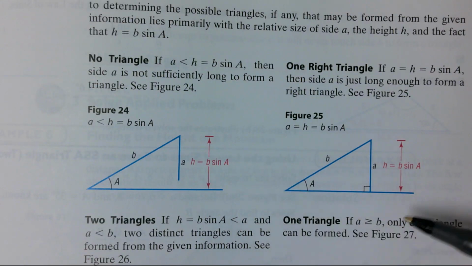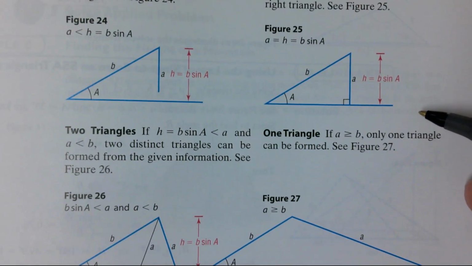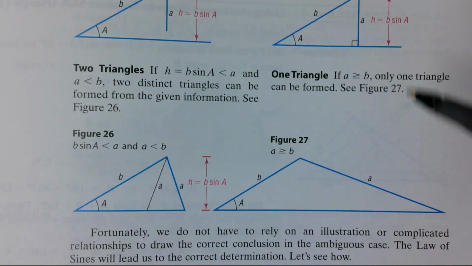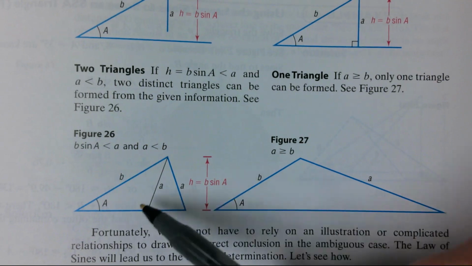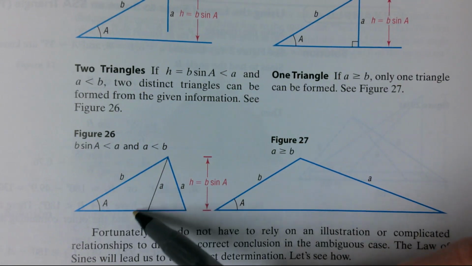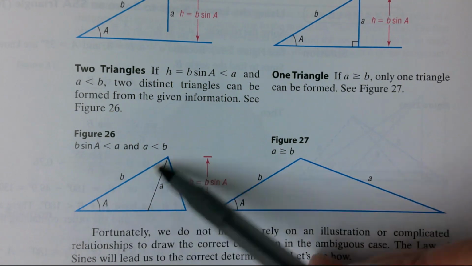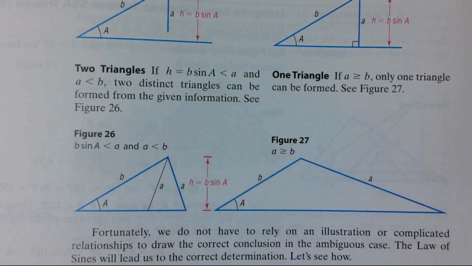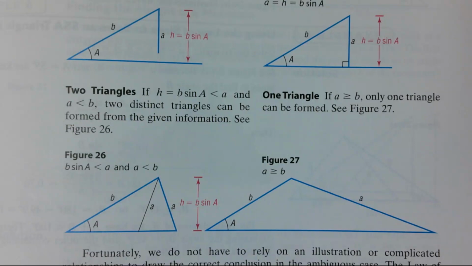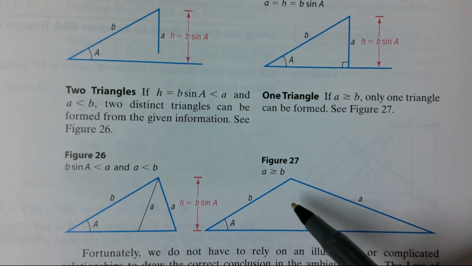On this one, they are the same. And then on this one, this is an obtuse angle, and so that's an obtuse triangle. Or you can have the big acute triangle. And then this is the case where A is bigger than B, would be one triangle.